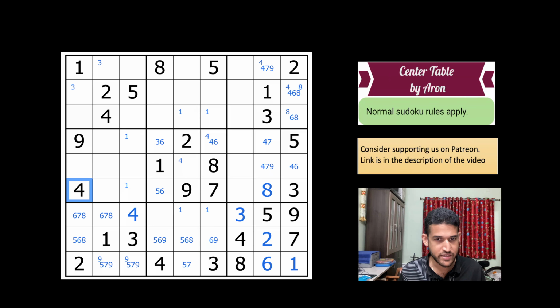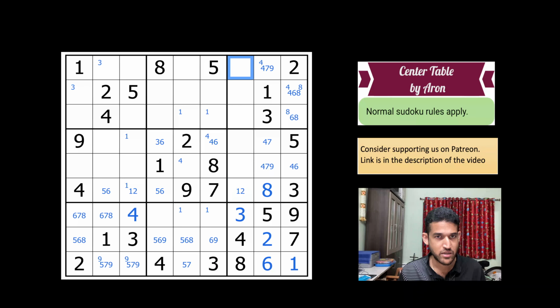4, 7, 9 and 3 and 8. So I need 1, 2, 5 and 6. Oh, this cell right here can't take 1 and 2. Has to be 5, 6. This would be 1 and 2 and 1 and 2. Right? Nothing fancy. And continuing on.